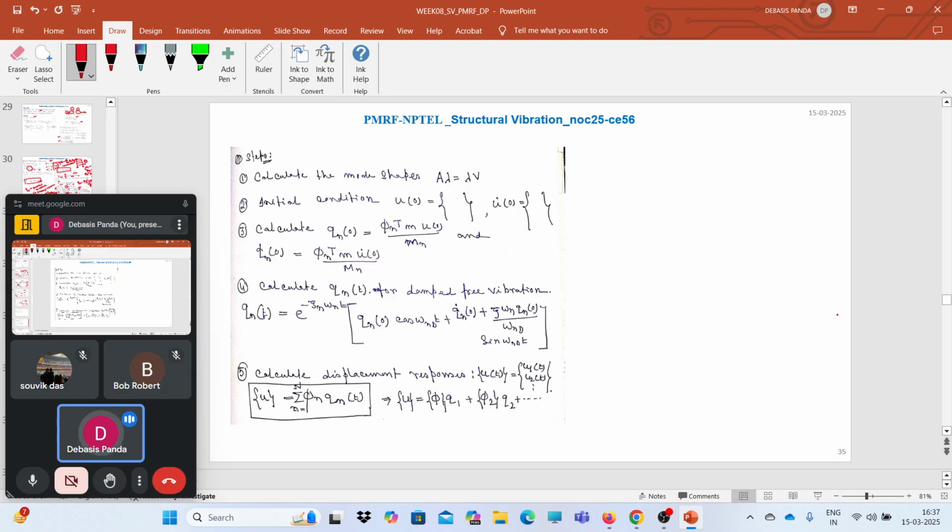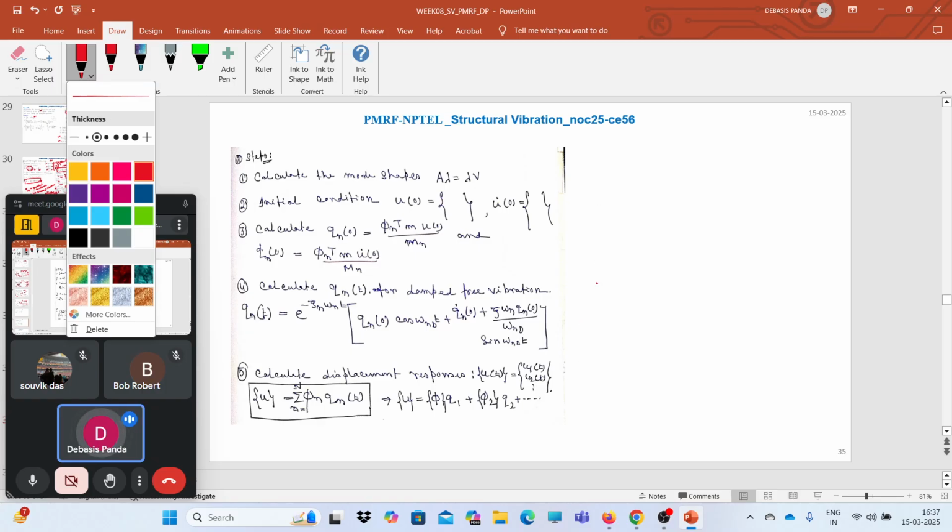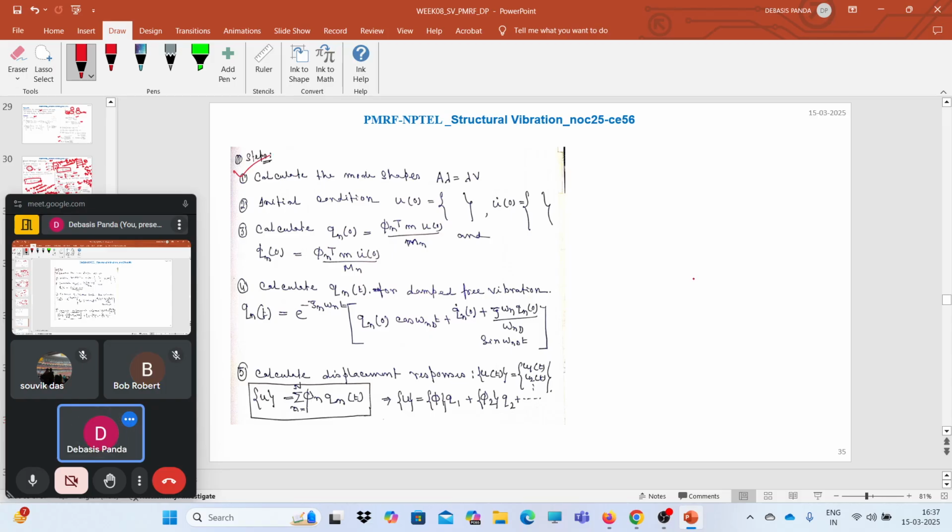So it's very simple how we can use this concept and calculate the response. First we need to formulate our characteristic equation, like the determinant of k matrix minus omega square m is equal to 0. So we need to first calculate the determinant of this matrix. We need to find out omega 1 square, omega 2 square, up to omega n square, that means the corresponding eigenvalues of this eigenvalue problem.